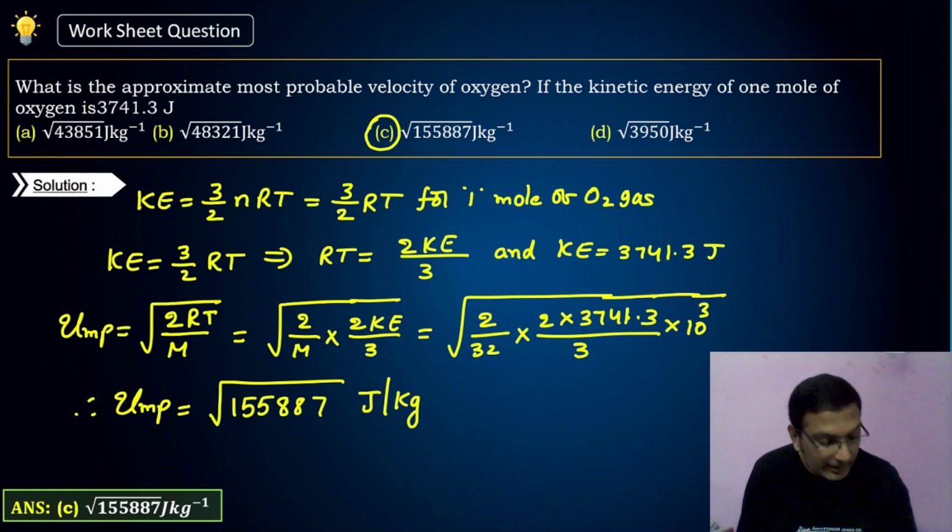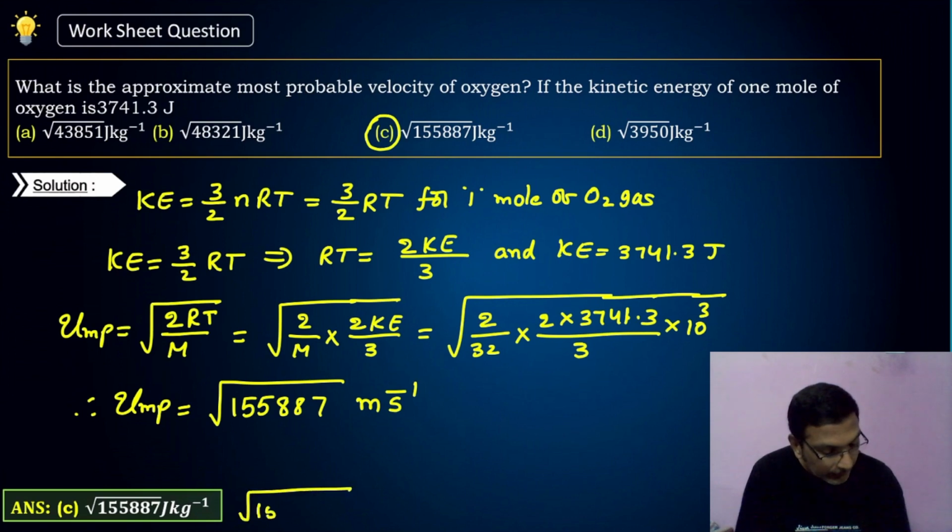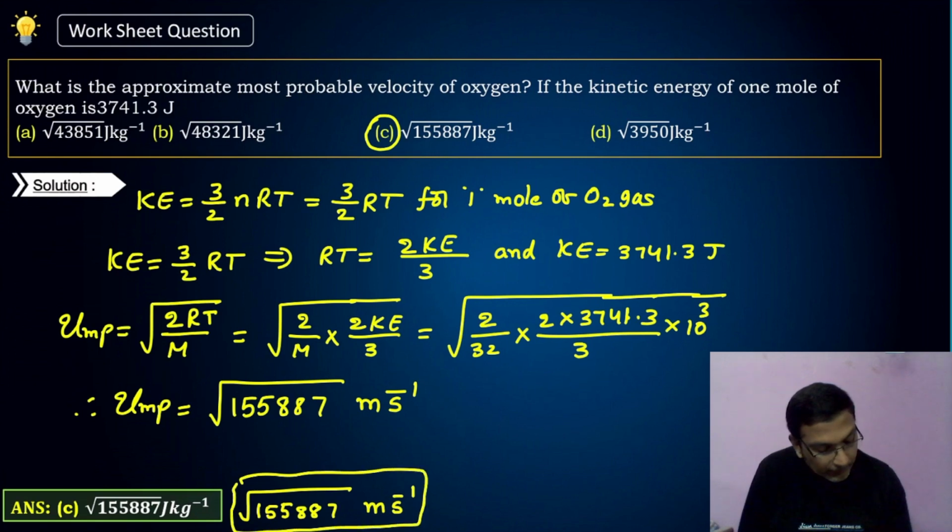Or here we can write most probable velocity in meters per second. Here we can write root over 155,887 meters per second. So option C. Next.